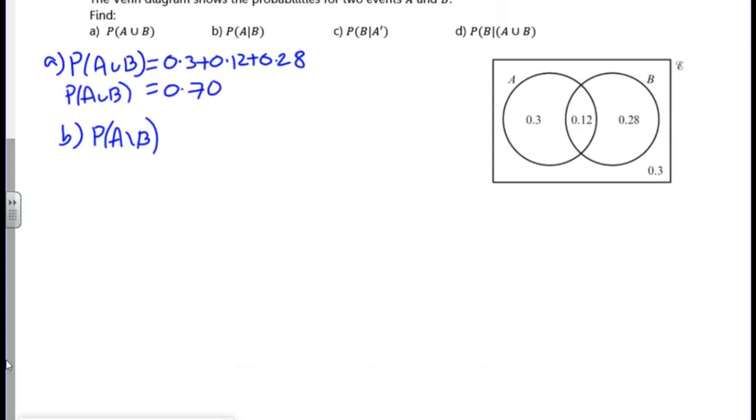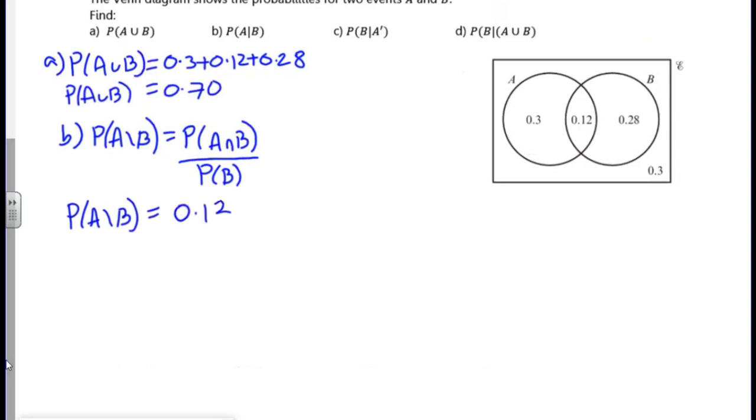A given that B has happened will be A and B out of B. But A and B is the overlap. Out of B, which will be 0.4. So that cancels down as 0.3. It's all out of the given that bit. Must be out of the given that bit.